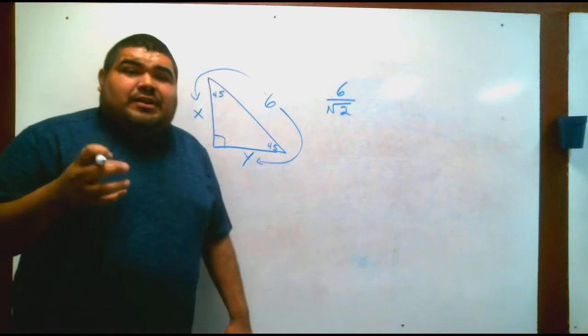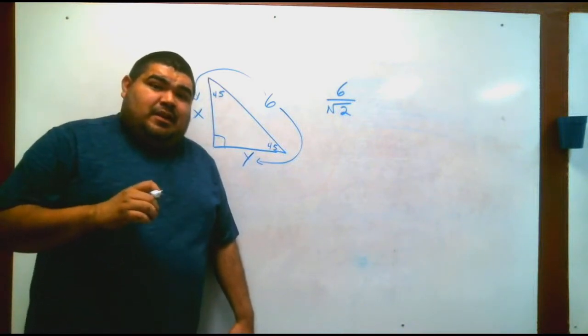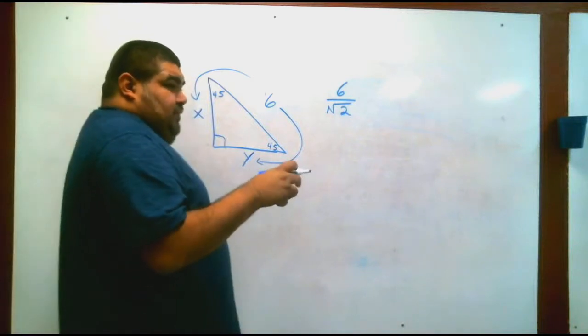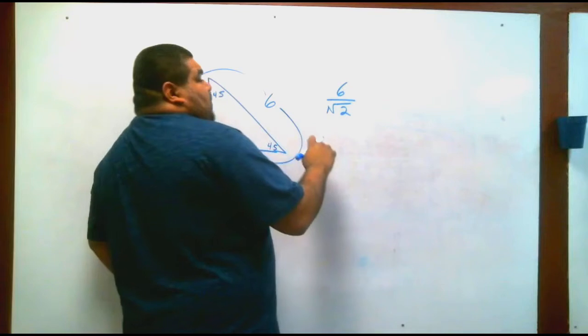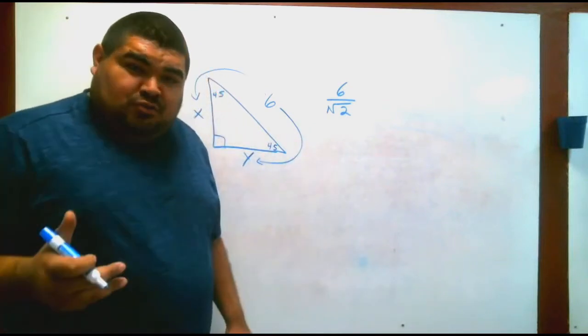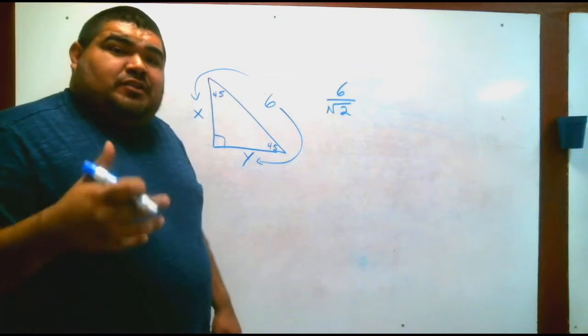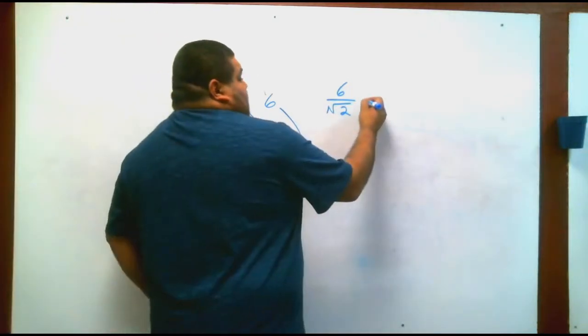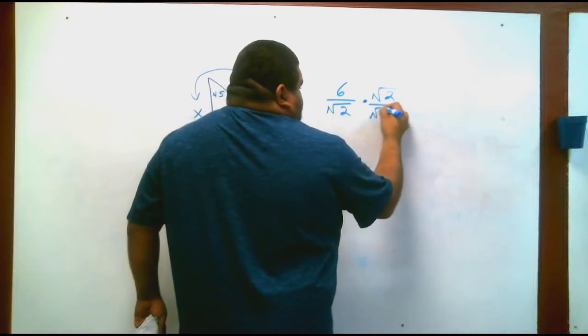Remember, you can never have a radical on the bottom. That is the rule for math. When it comes to fractions, you can never have a radical on the bottom. So what we're going to do is convert it into an actual number. In order to do that, we have to make a perfect square root, which means we're going to multiply both by radical of 2.